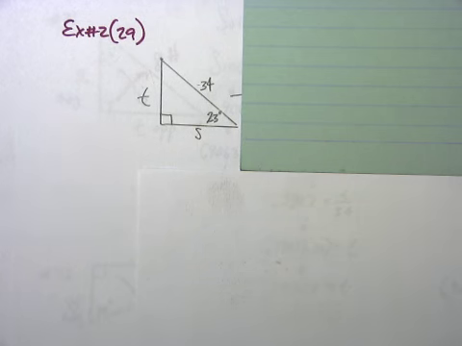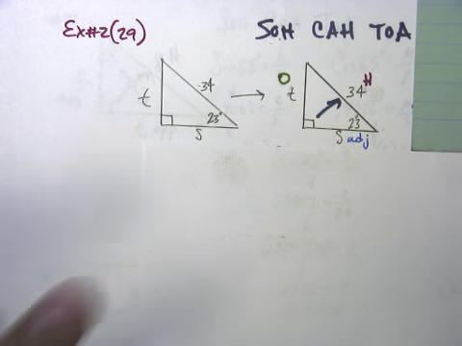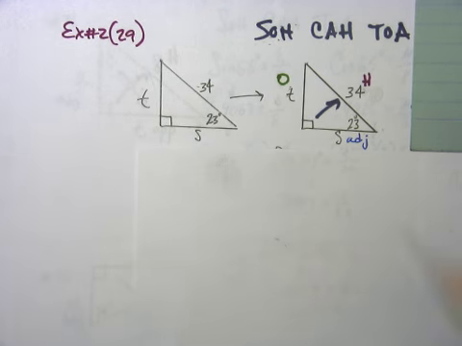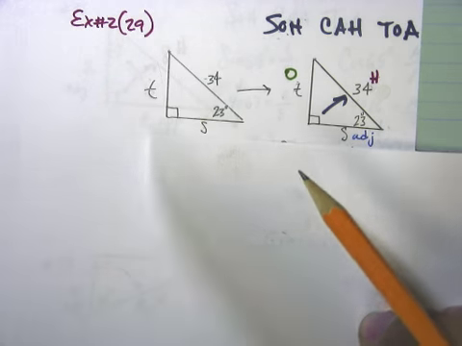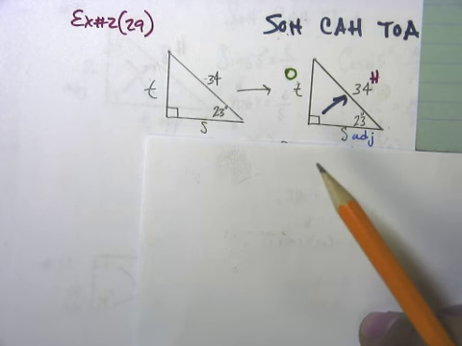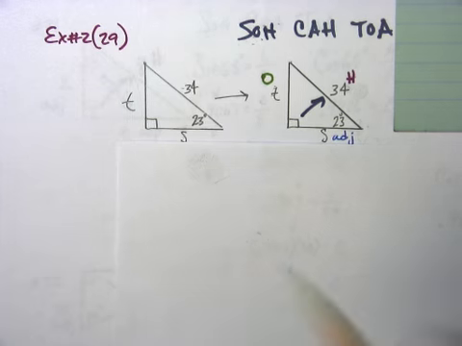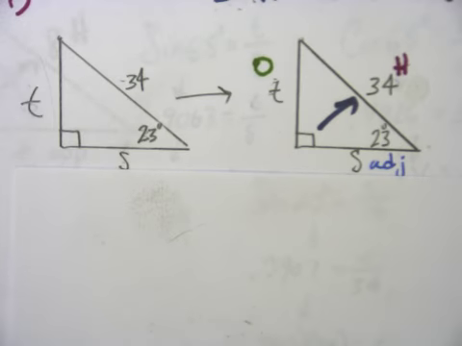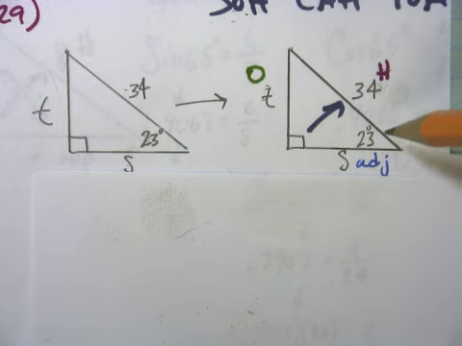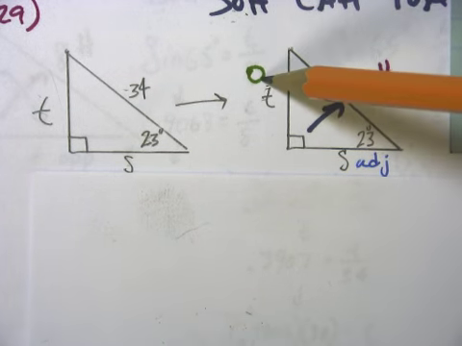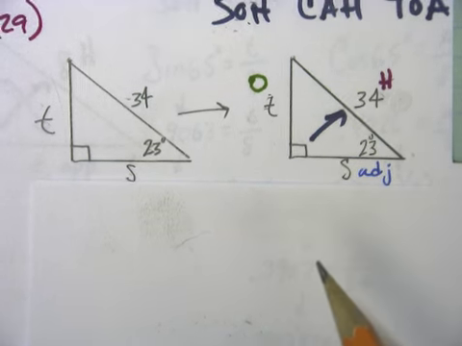Well, the first thing that I'm going to do is label my triangle. First, I'm going to label the hypotenuse. Now, since they gave me this angle here, 23 degrees, I'm going to use that to label the rest of the triangle. If this is 23 degrees here, that's going to be the opposite side of my 23 degrees, and obviously here this is going to be my adjacent side.